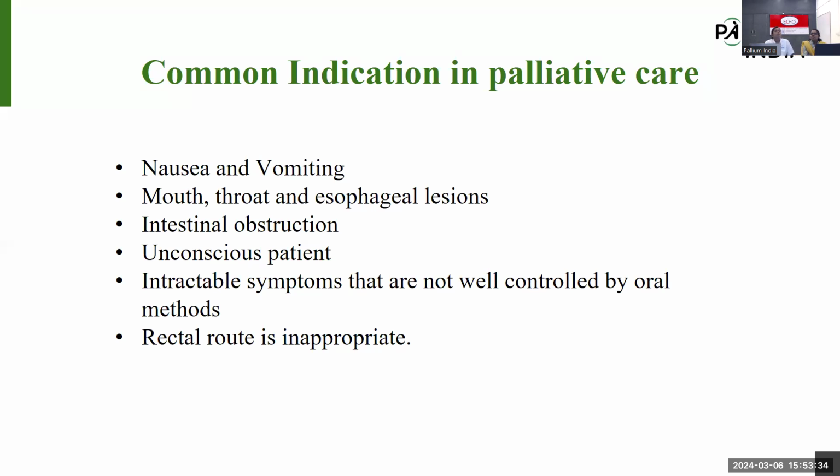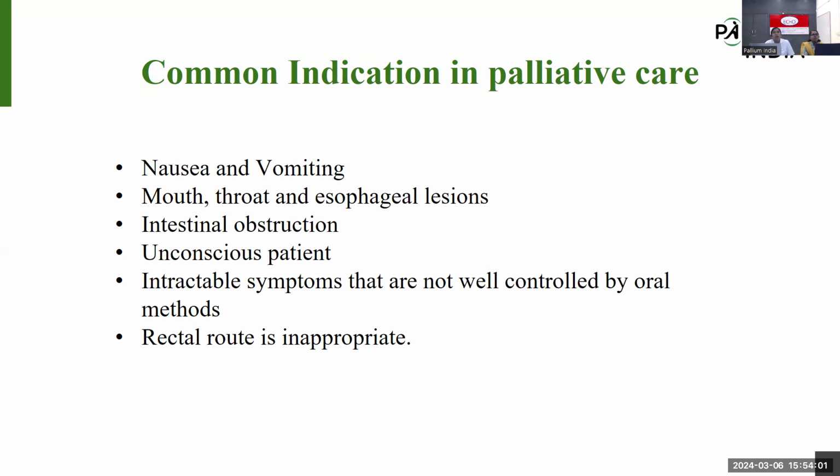Any other questions? And in end of life, the subcutaneous infusion has a major role in end of life care. We know most of our patients are not willing to shift to the hospital at the end of their lifetime. At that time, we can teach the caregiver or family members how to insert a subcutaneous line, and we can start subcutaneous infusion in the home care setting. So it is very important in end of life.